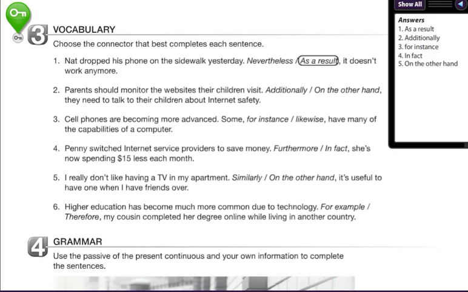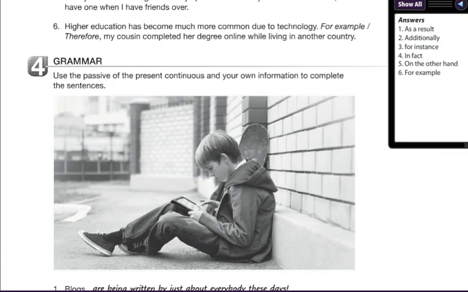Then number 6, higher education has become much more common due to technology. For example, therefore, my cousin completed her degree online while living in another country. In this case, we are introducing an example. So we use for example. Or though, as you can see, we can use for instance. Now, using for instance sounds a bit more formal. And that will be it, guys.